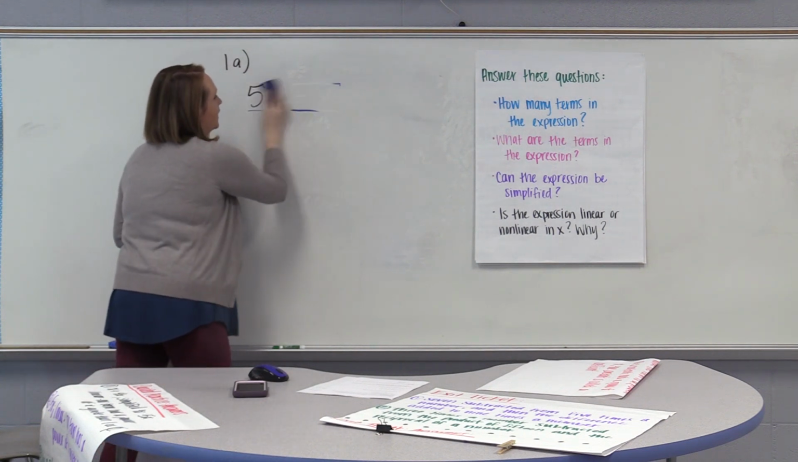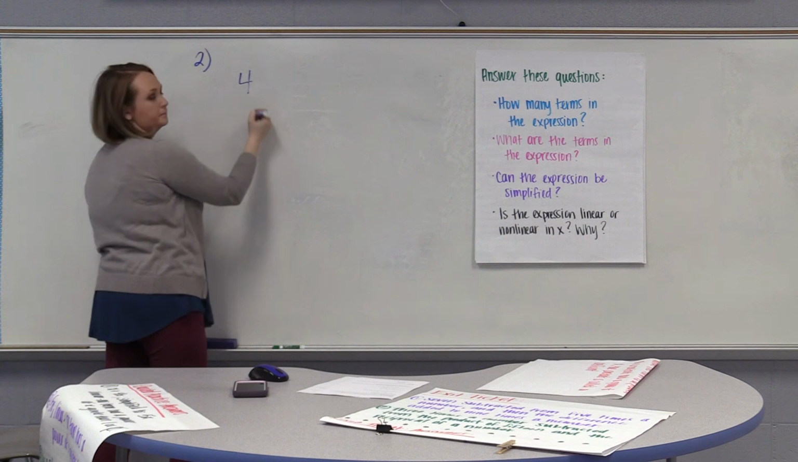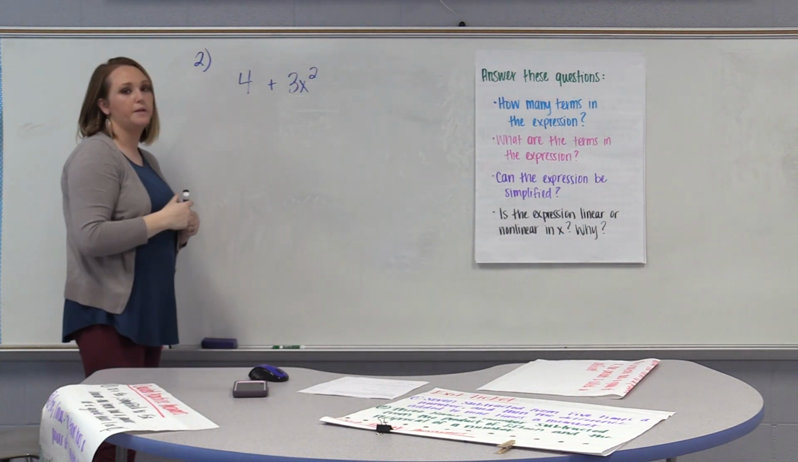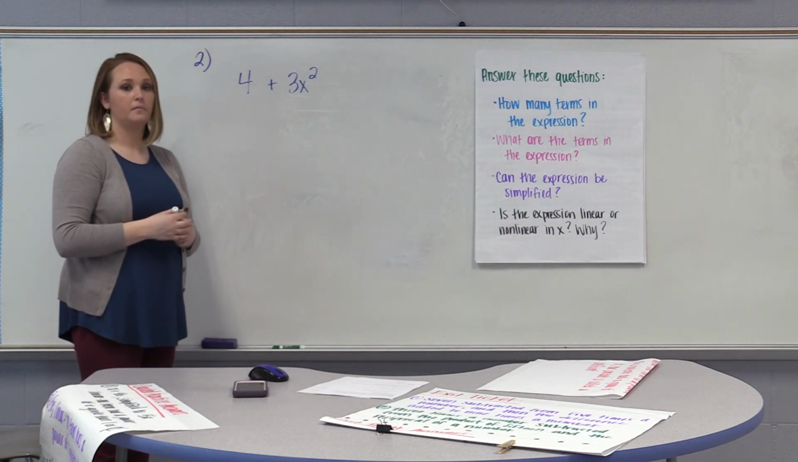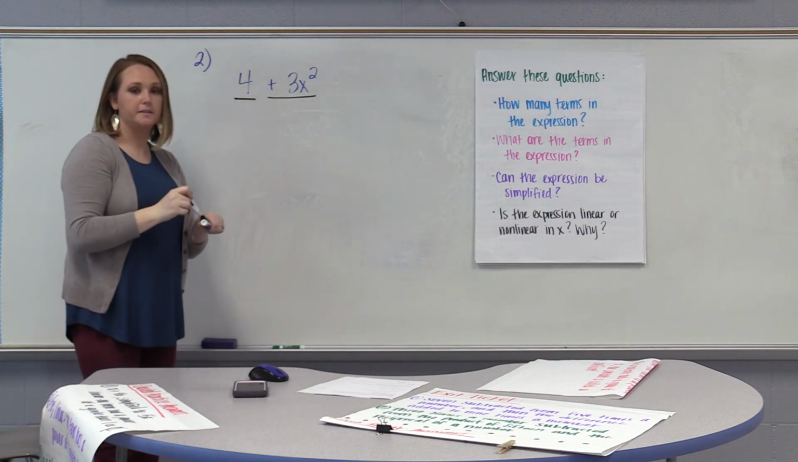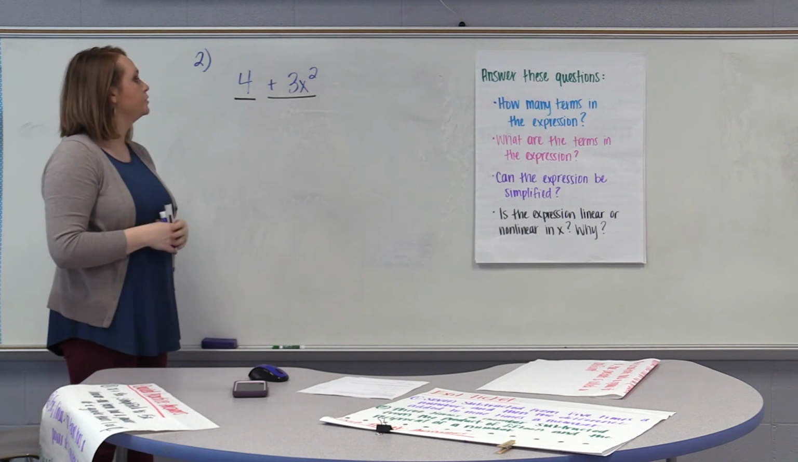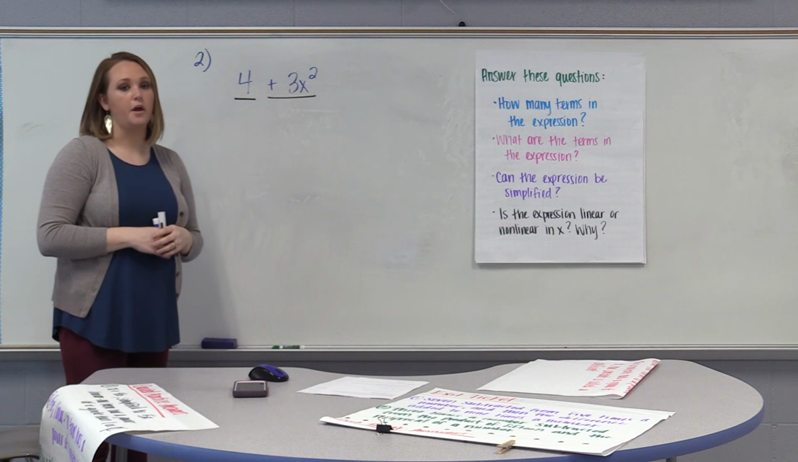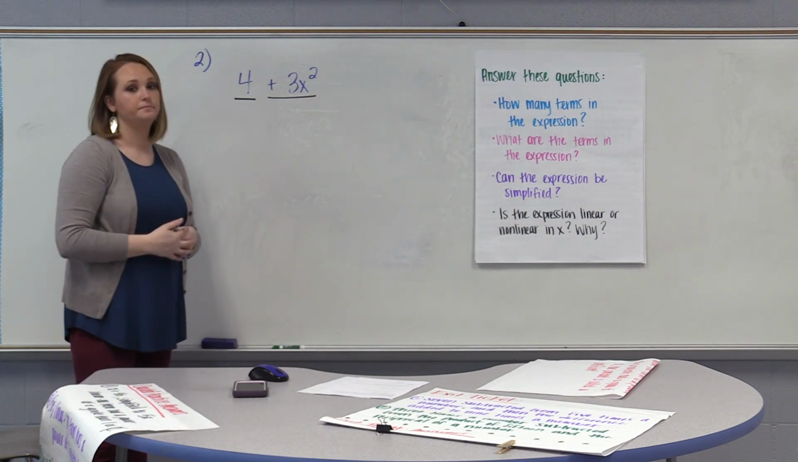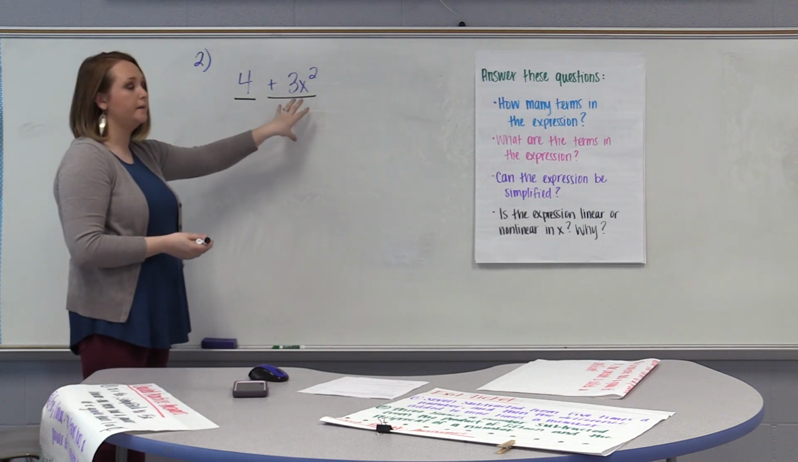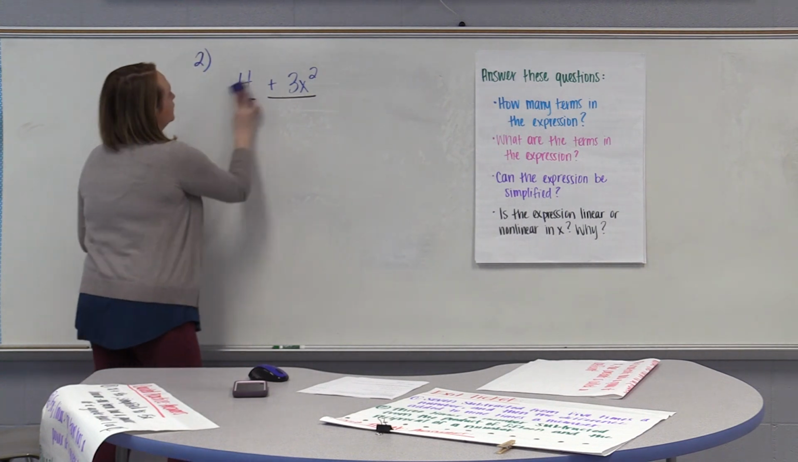Great job. Let's look at example 2. All right, here is example 2. Four plus 3x squared. Again, we're going to continue to answer our questions. How many terms do you see in this expression? 2. What are the terms in this expression? Positive 4 and positive 3x squared. Can this expression be simplified? No, there are no like terms to combine. Is the expression linear or nonlinear? Nonlinear because the exponent or power in the term 3x squared is greater than 1. It's a power other than 1 or 0. Great job. We've got 3 more examples to go.